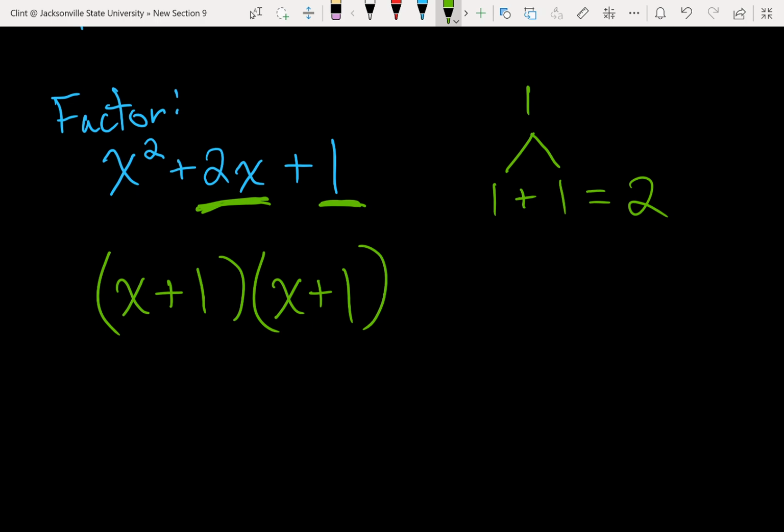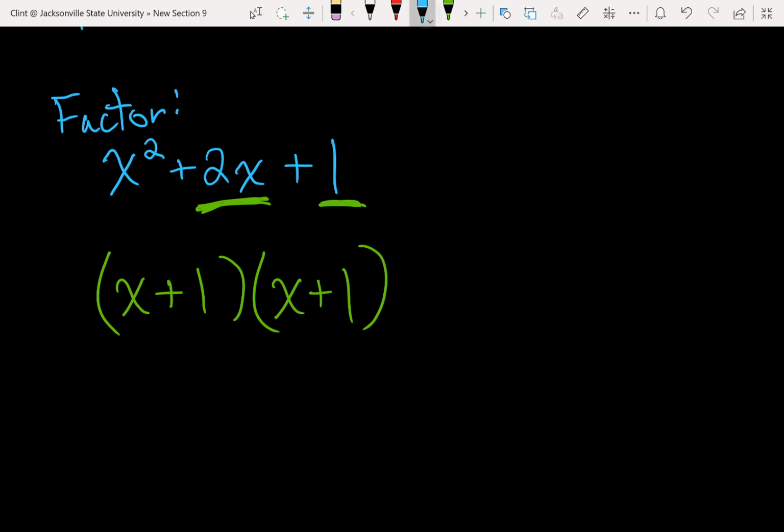That gets trickier when our numbers get bigger, right? We didn't have a whole lot of factors of 1 to choose from. So let's add one idea to that.